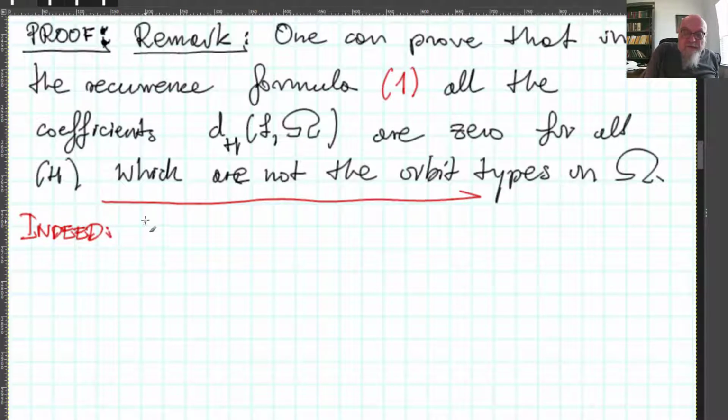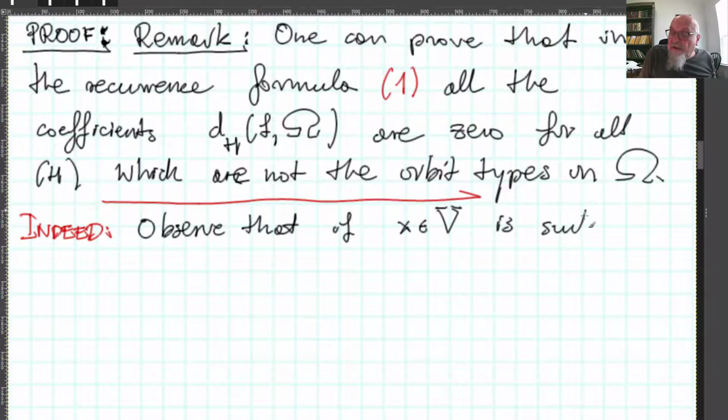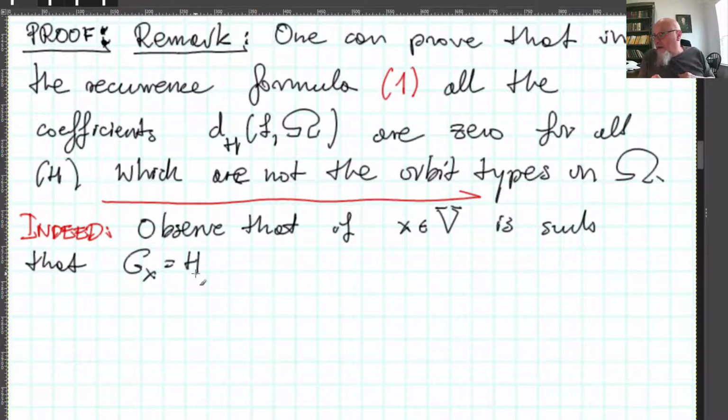So first observation is, observe that if X belongs to V is such that G of X is equal to H. So that means that the point X has the orbit type H conjugacy class.